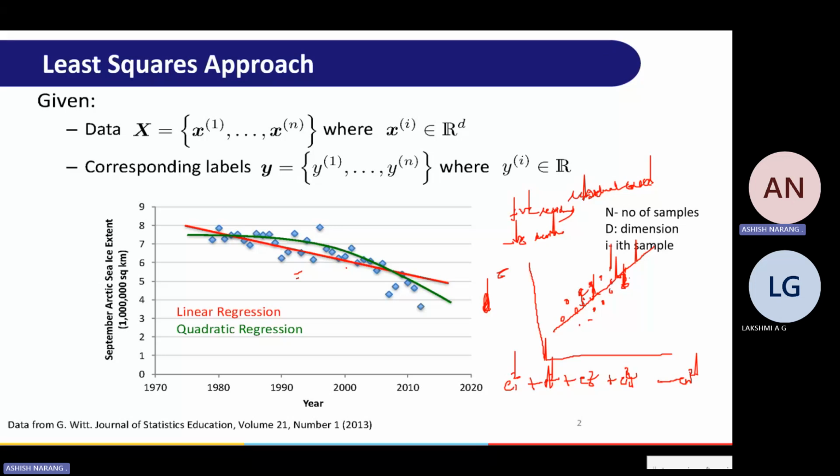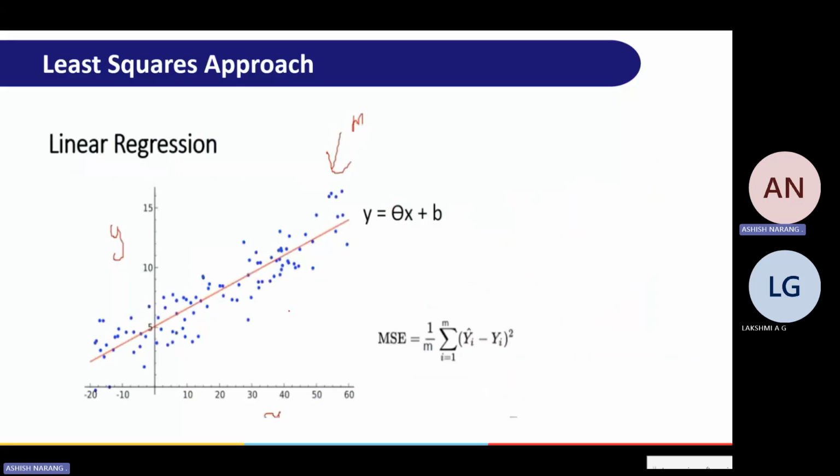So the green one that you are seeing is a curve, and that is of degree 2. That's why the name is quadratic regression. Otherwise, it's a linear regression. The red line is a straight line, which is a linear regression. The overall objective is that the error, either from the curve or from the straight line, should be minimized. That's the idea behind linear regression, or overall regression, I would say.